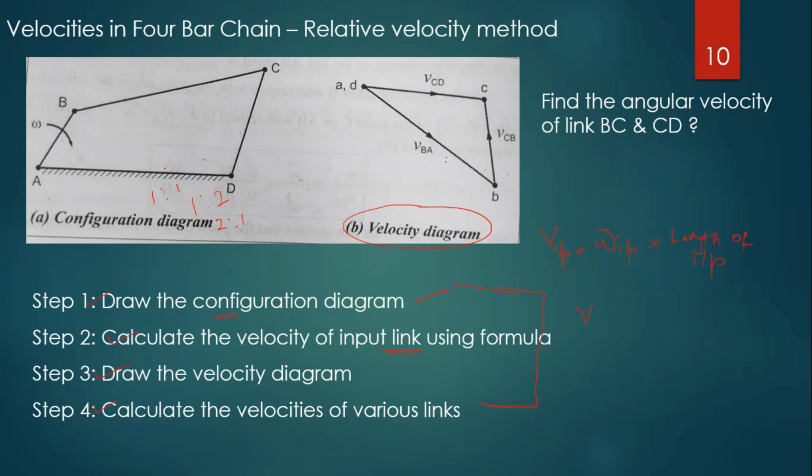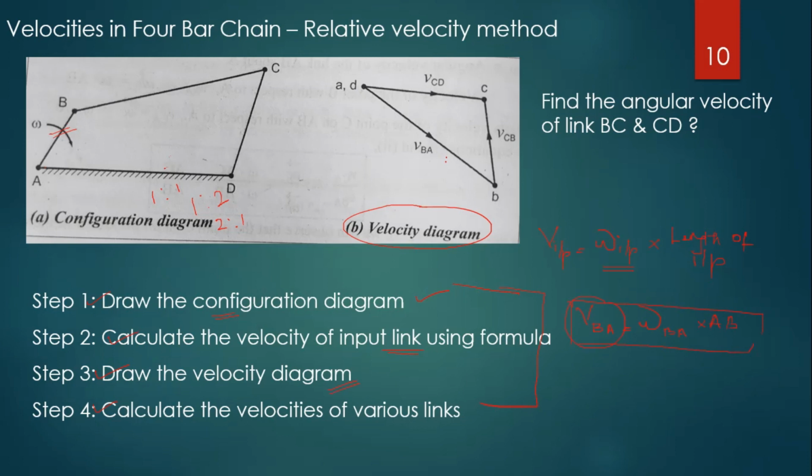Here, according to this configuration diagram, I want to calculate the velocity of B. So, the velocity of BA is equal to omega, the angular velocity of the input link, which they have given here, so omega BA or AB, into the length of the link AB. This is the formula. By using this formula, we can calculate the velocity of the input link.